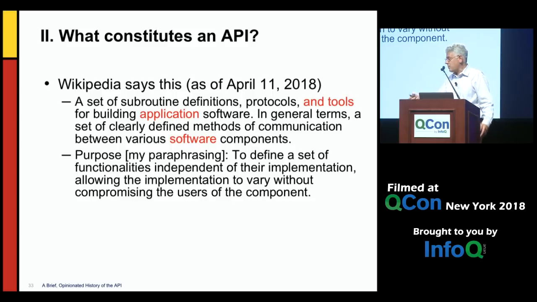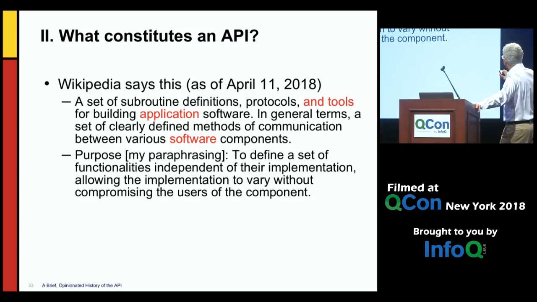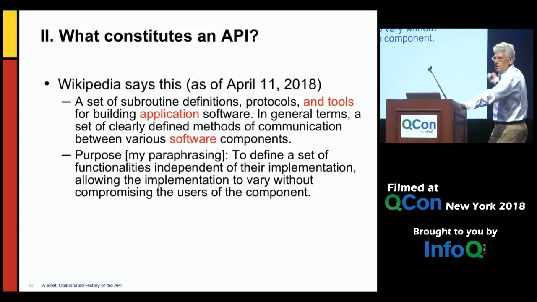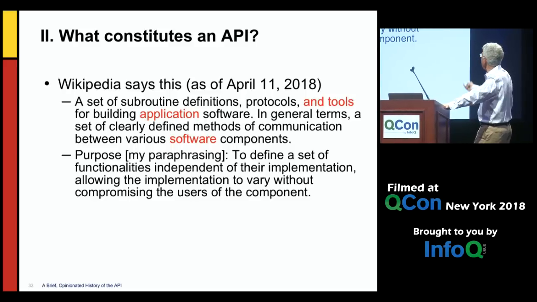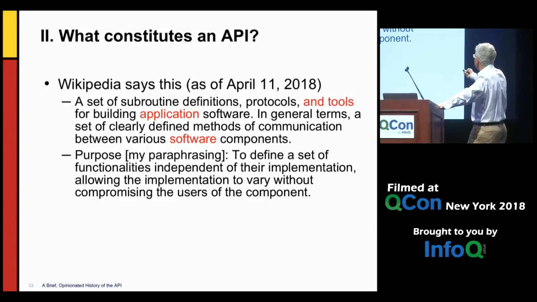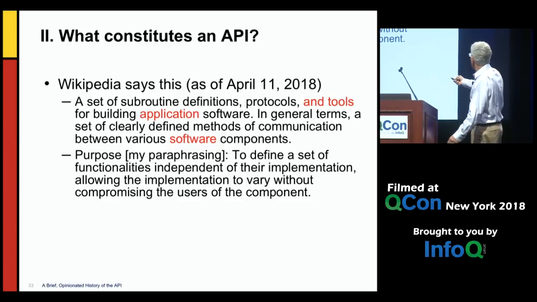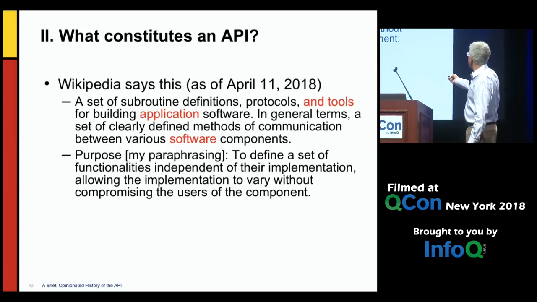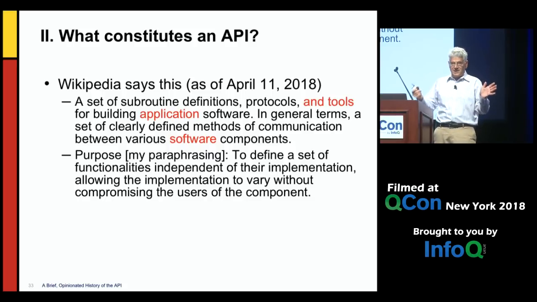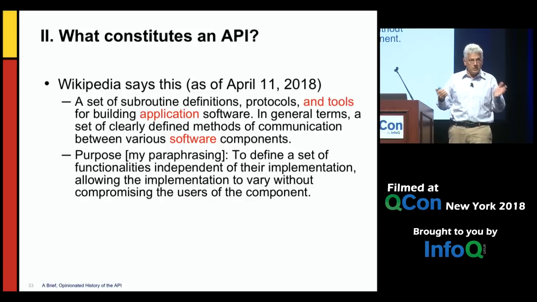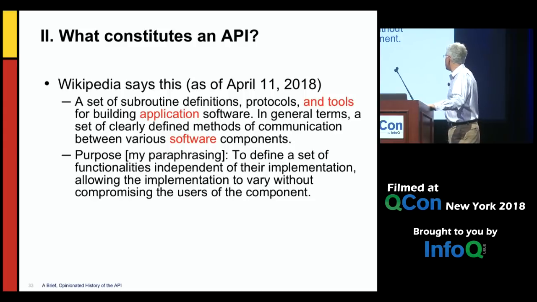I would quibble with the three things in red. I don't think tools are part of the API. I think they're an adjunct to the API. I wouldn't limit it to building application software. You build system software with APIs as well. And they say that it's used to communicate between software components. As you'll see later in this section, I believe APIs are also used to communicate with hardware components.